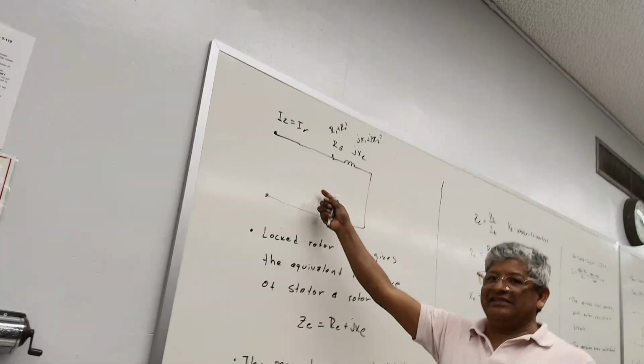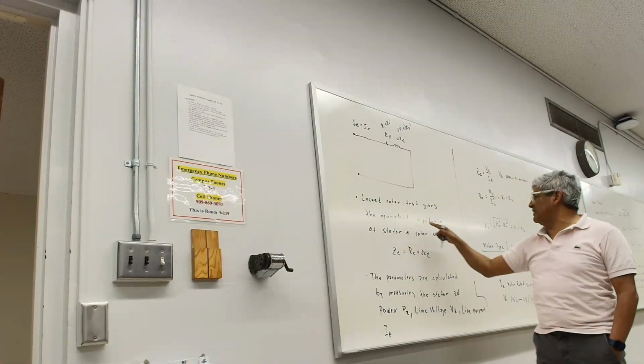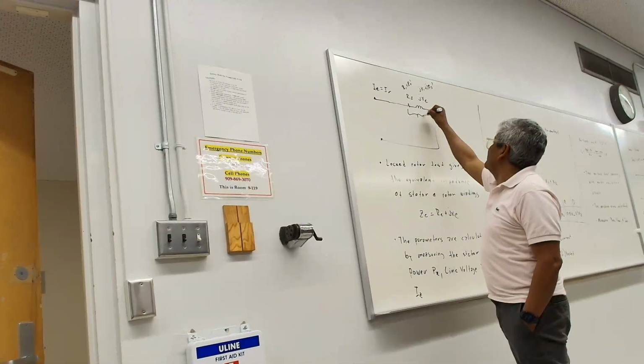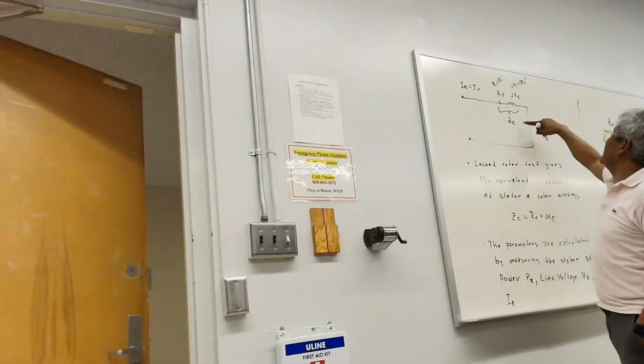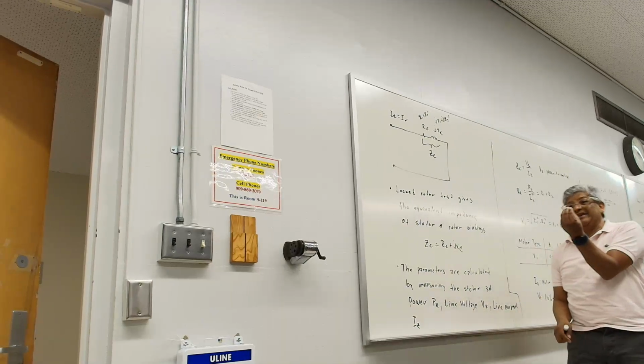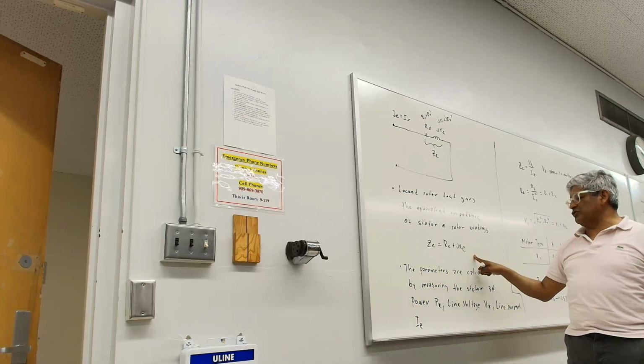Okay, so this is the circuit that we came up with. This IV is the current that goes here, and that's the branch that I told you about, where there is R1, R2, jX1, and jX2. So that rotor test gives the equivalent impedance of the stator and the rotor winding. ZE is equal to the resistance plus the reactance combined, so that's this equation right here.